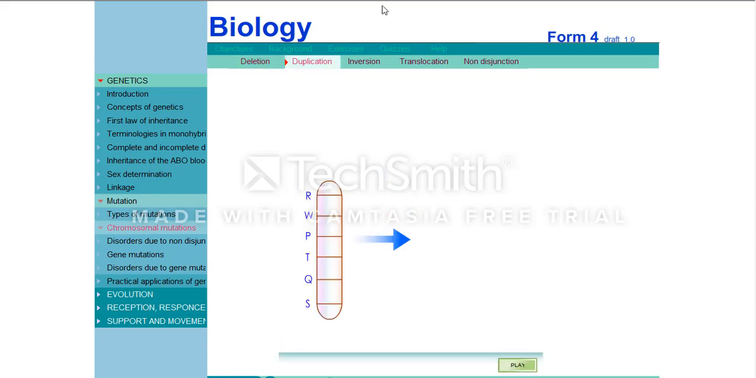Duplication. In duplication, a section of chromatide replicates and adds an extra length to itself. This leads to repetition of set of genes. Play the animation to see how duplication occurs.